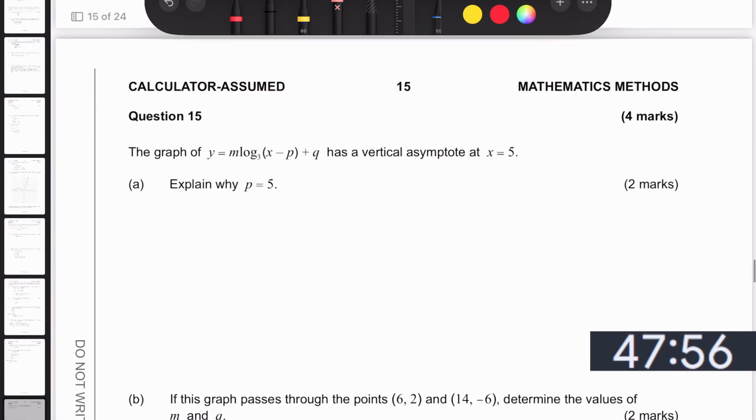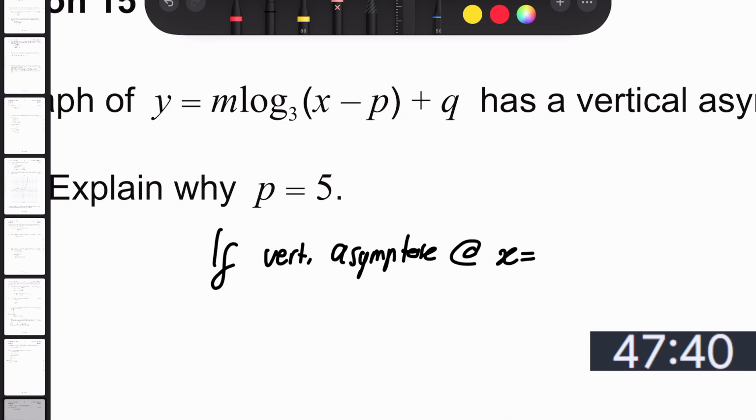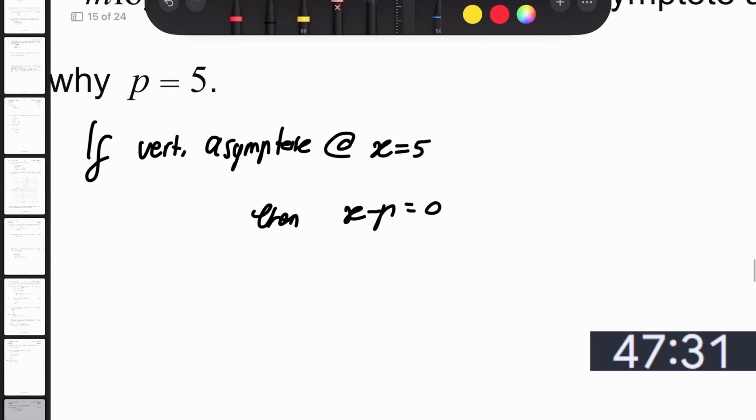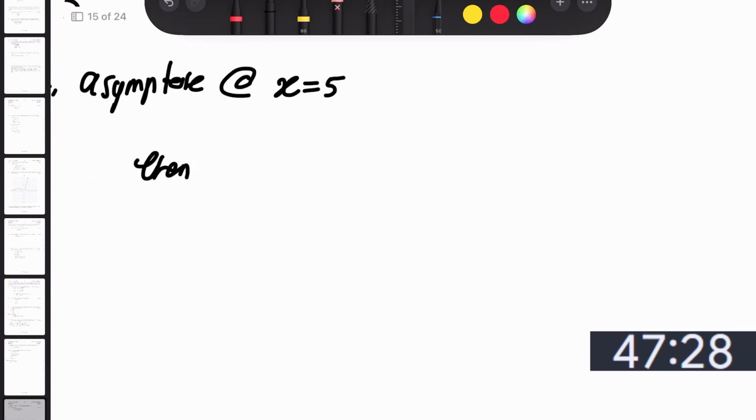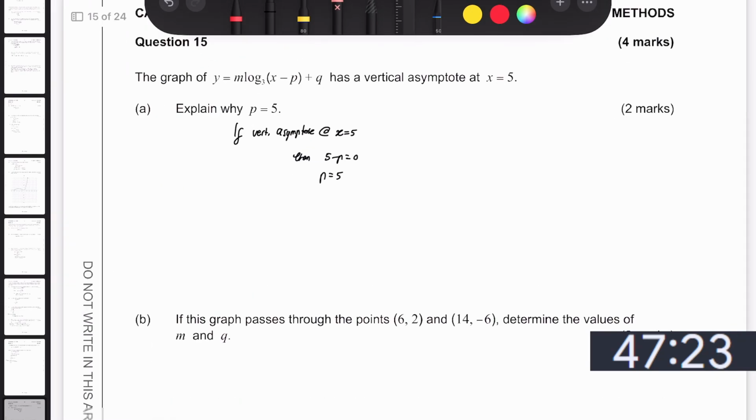Looks all good. Okay, the graph of y equals m log 3 of that has a vertical asymptote at x equals 5. If vertical asymptote at x equals 5, then x minus p equals 0, or 5 minus p equals 0, so then p is equal to 5.